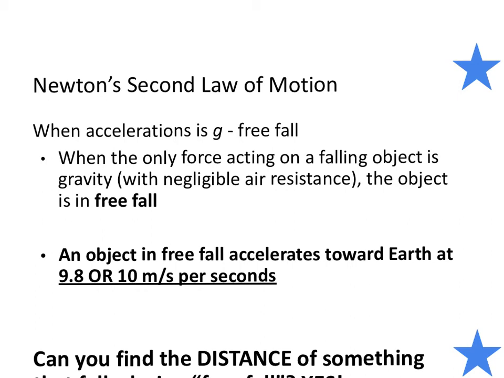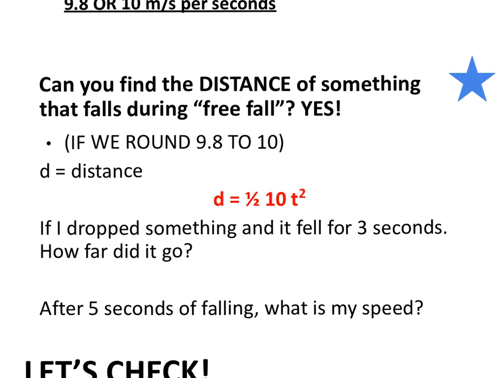So if I give you an example saying that I have an object that is falling where the force of gravity is the only force, and I have no air resistance, what you should be able to say is that that object is going to free fall toward Earth at 9.8 or 10 meters per second squared. We do the 10 because it's easier to plug into our equation. Let's find out what our distance equation is. When I'm in free fall, I'm going to use the equation d is equal to 1/2 times 10 times t squared, or to simplify it, d is equal to 5t squared.